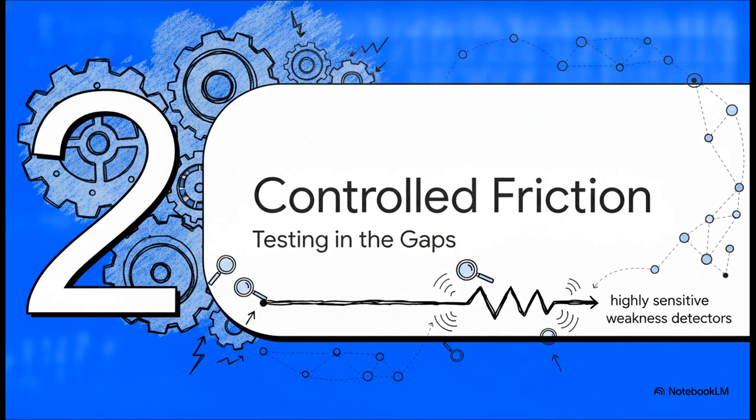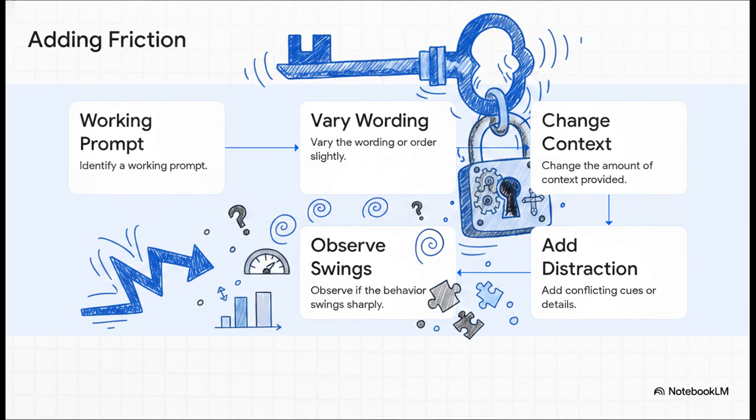Moving on to designing controlled friction. We're testing in the gaps where certainty drops, and we're going to turn our tests into highly sensitive weakness detectors. The absolute best tests create what we call controlled friction. That's just enough pressure to expose if the system is actually robust.